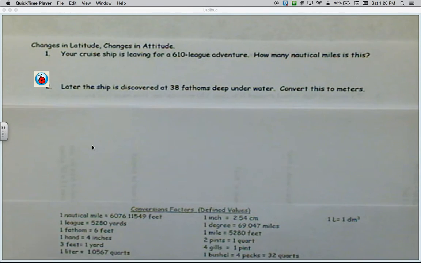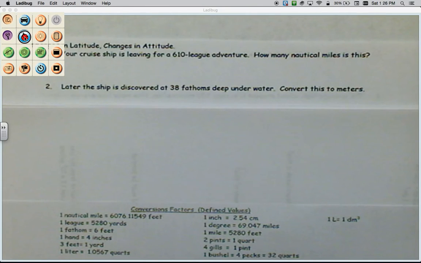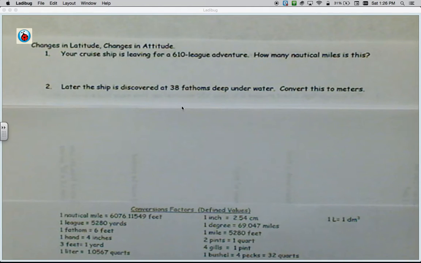Now I've kind of went ahead and chopped up my paper a little bit so it's going to be a little bit easier to see what's going on over here. We should be able to get a good look at what's happening as we're working through these.